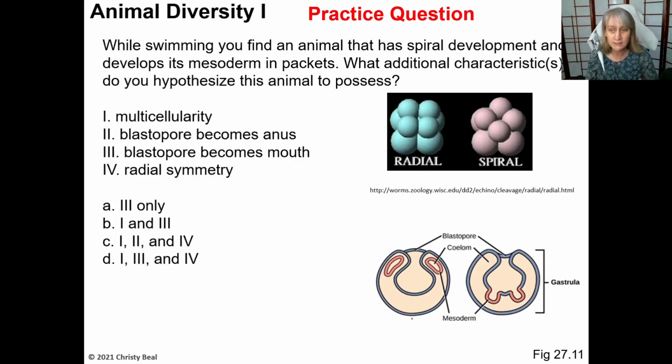So I'll leave you with a question. You're swimming, standard Gen Bio 2 question. You're swimming, you find an animal that has spiral development, and it develops its mesoderm in packets. What additional characteristics do you hypothesize this animal to possess? Is it multicellular? Does the blastopore become the anus or the mouth? And does it have radial symmetry? One or many of these could be the answer.